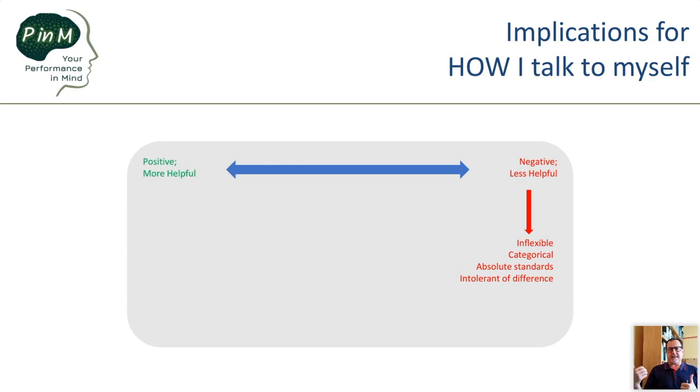It's absolute standards. It must be 100% this or it's 100% that. And there's a very intolerance, people being intolerant of difference. So in a conversation, if there's a different opinion, it's not that somebody has an equally valid but different opinion. Their opinion is wrong because mine is right, and I will not tolerate or accept that opinion.